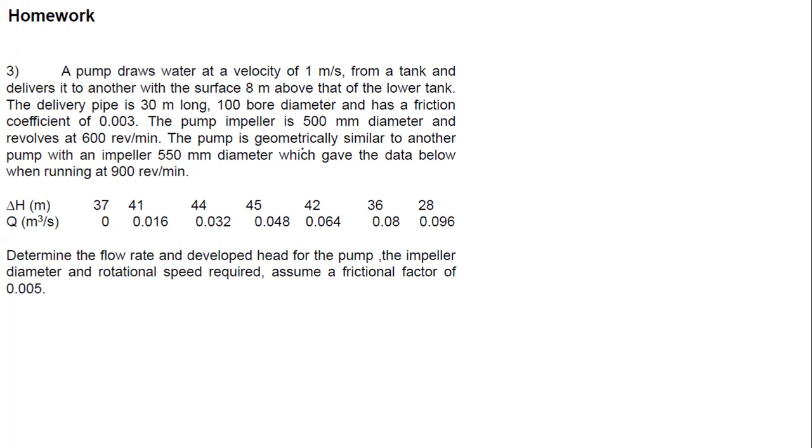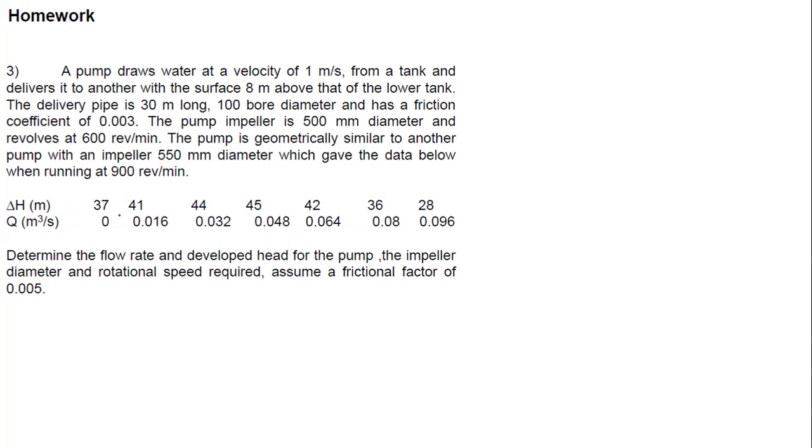The pump is geometrically similar to another pump with an impeller of 550 millimeters diameter, which gave the data below when running at 900 revolutions per minute. So basically the data provided is for pump number 2. For pump number 2, we have the change in head, and then different flow rates for pump number 2, which are provided.